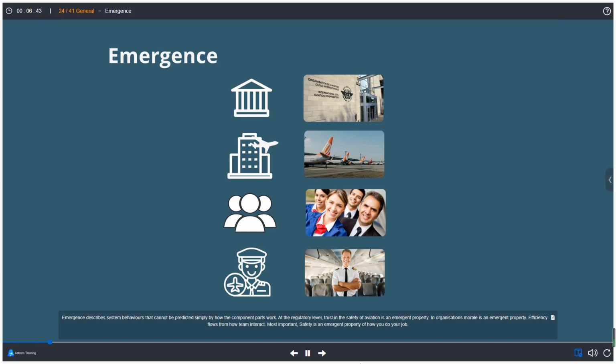Emergence describes system behaviors that cannot be predicted simply by how the component parts work. At the regulatory level, trust in the safety of aviation is an emergent property. In organizations, morale is an emergent property. Efficiency flows from how teams interact. Most important, safety is an emergent property of how you do your job.